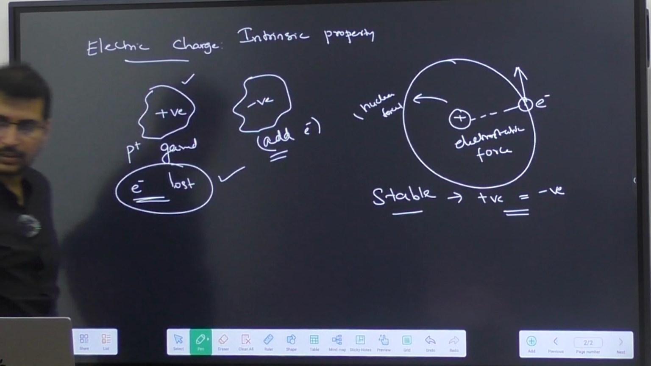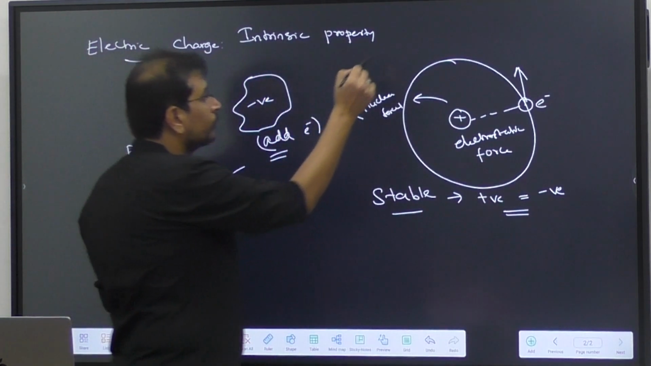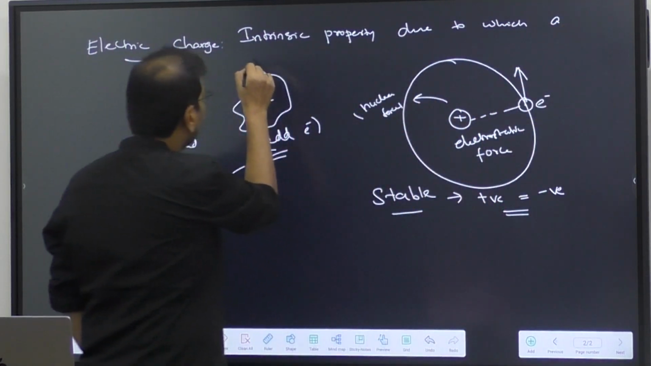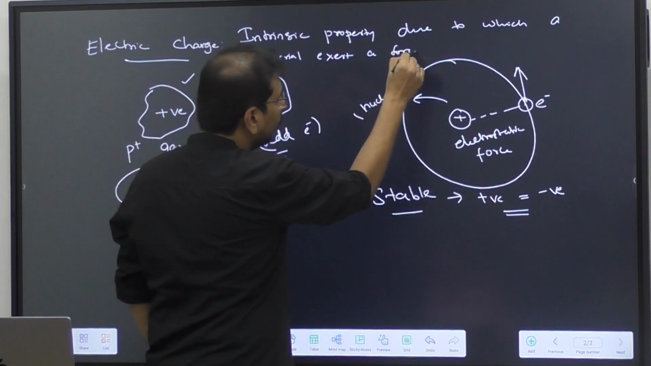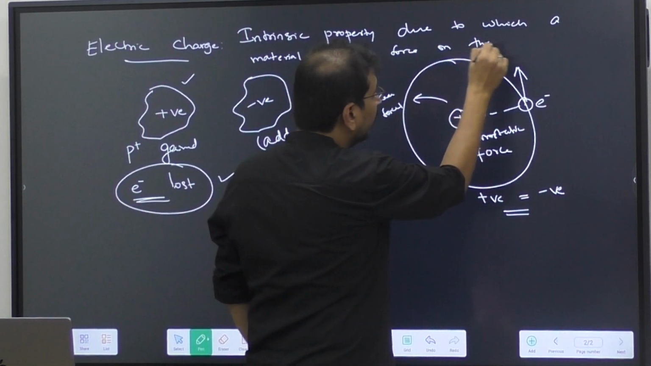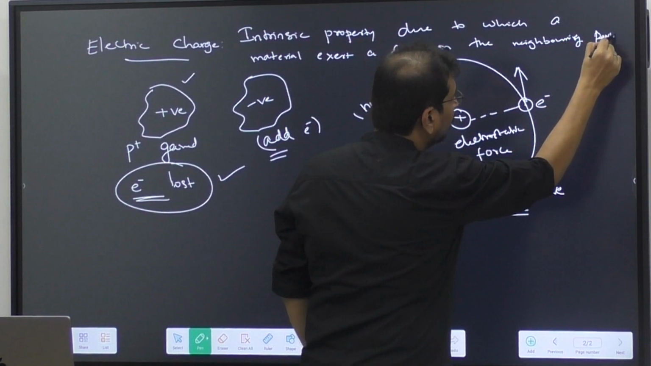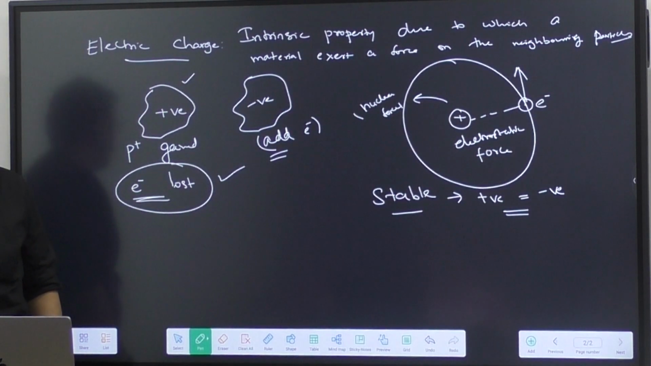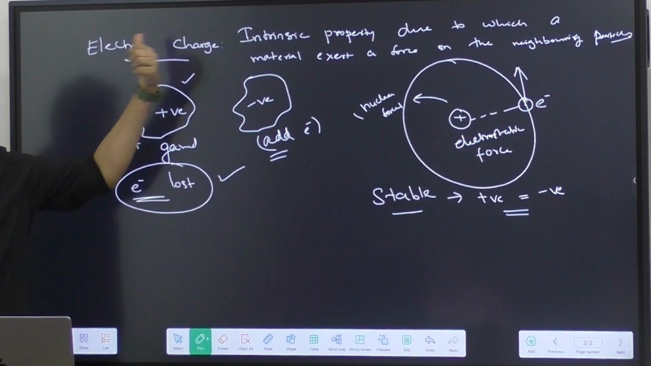So any idea of what this intrinsic is? It is an intrinsic property due to which a material, what does it do? Exert a force on the neighboring particles. Am I clear with this? So why is it proper? Who's making it happen? It is a property of the material, which is what property is the material making it happen? It is the electric charge.